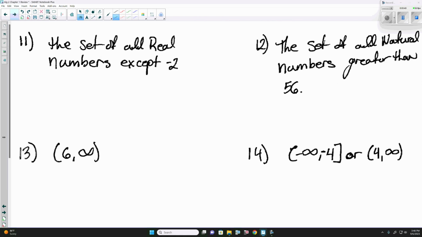The other one I want to look at is number 11, the set of all real numbers except for negative 2. So we'll have brace x bar, because that's just saying the set of all real numbers except negative 2. So we're saying x is not equal to negative 2. And that's it. Now I'm not going to worry about the rest of those there. It's not going to be important, especially on the test.